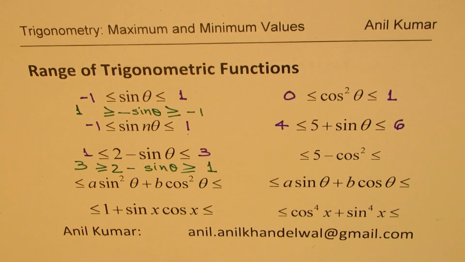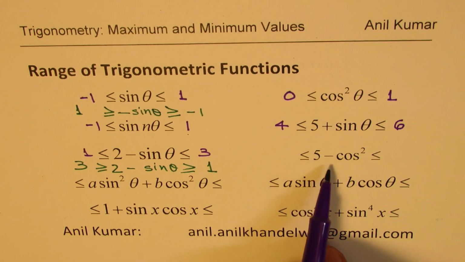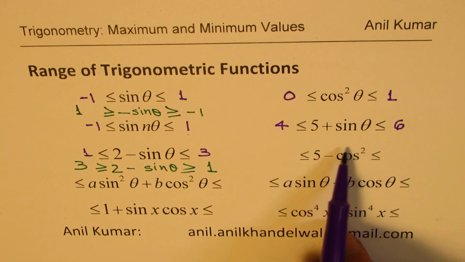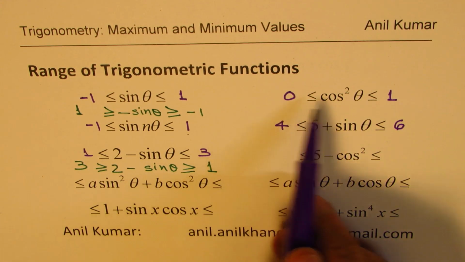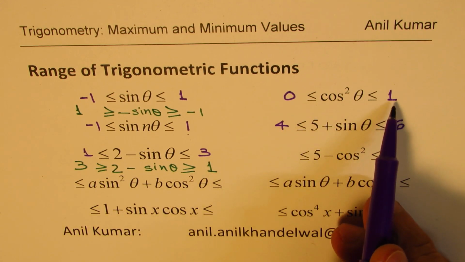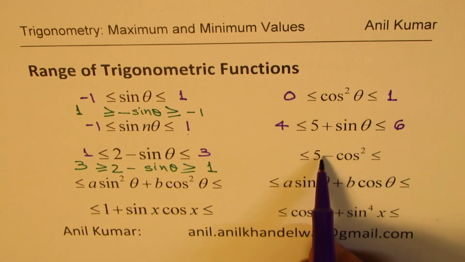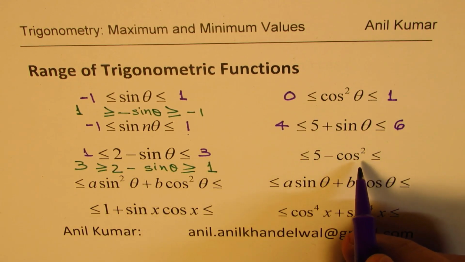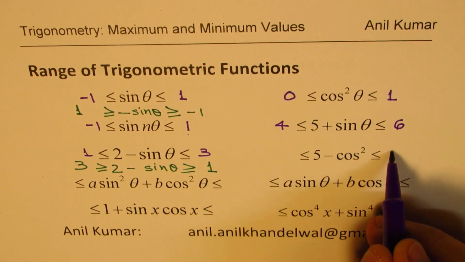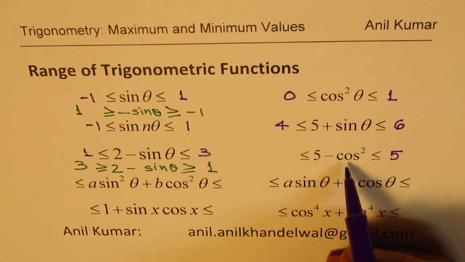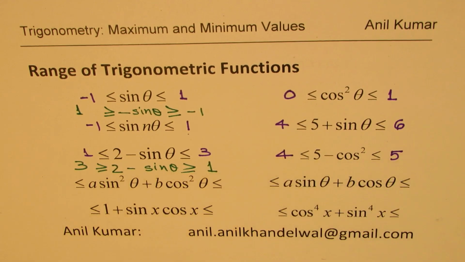Both included, right? Now when we have 5 minus cos square theta, cos square theta is always going to be 0 or non-negative, right? Minimum is 0 and maximum is 1. To get the maximum value, I should take away the minimum, that is 0. 5 minus 0 is 5, and so that could be the maximum value. However, if I take away 1 from here, I get my minimum value of 4, correct?